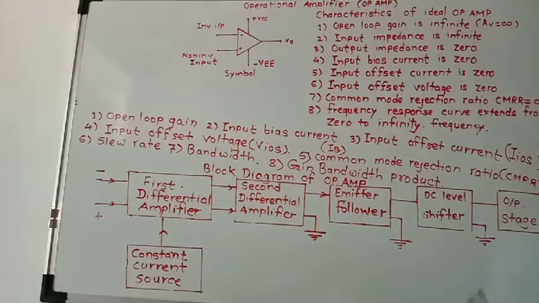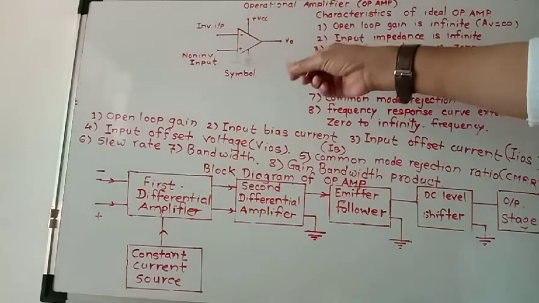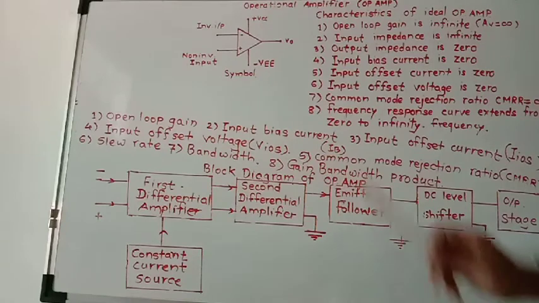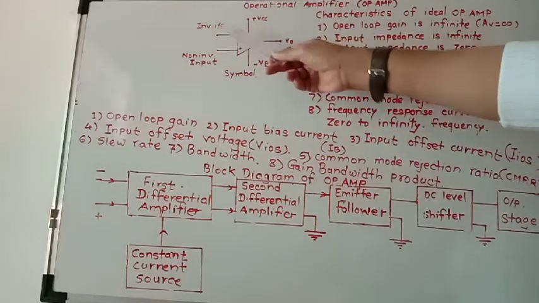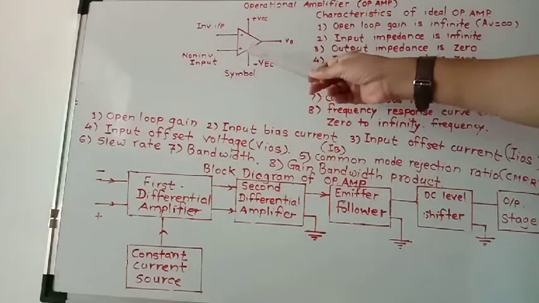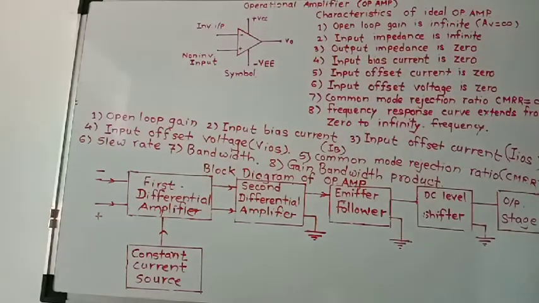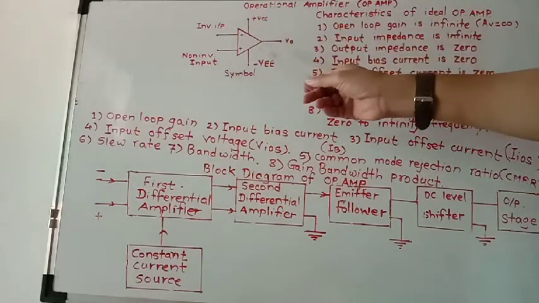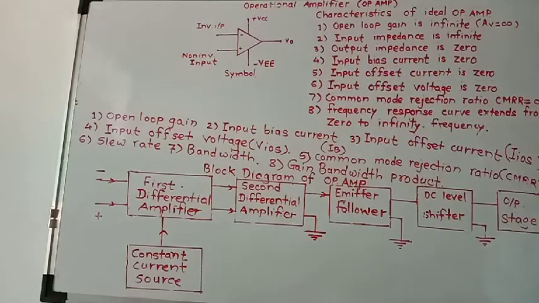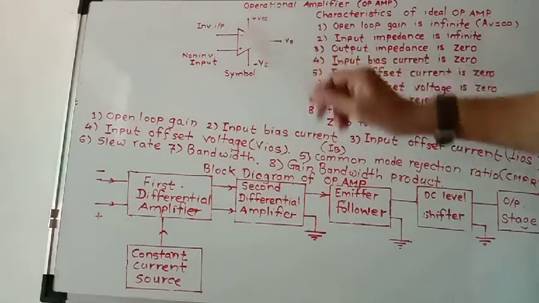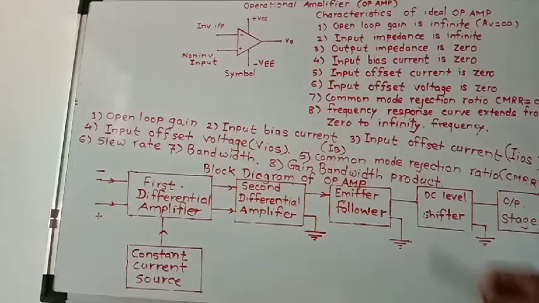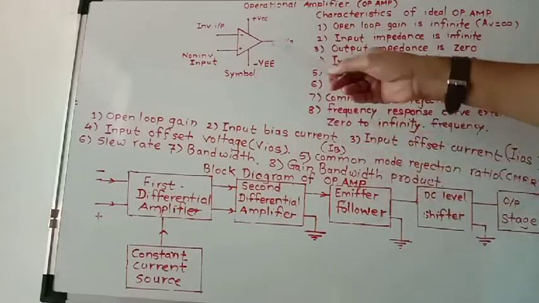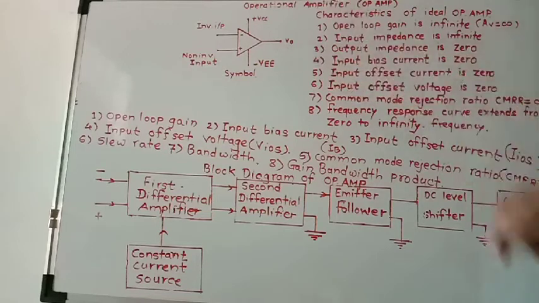It has very high gain and it has two inputs, inverting input and non-inverting input. That is, minus means inverting input and plus means non-inverting input. So this amplifier has two inputs and one output. This operational amplifier requires a dual power supply, that is plus VCC and minus VCC, and this is a single ended output.